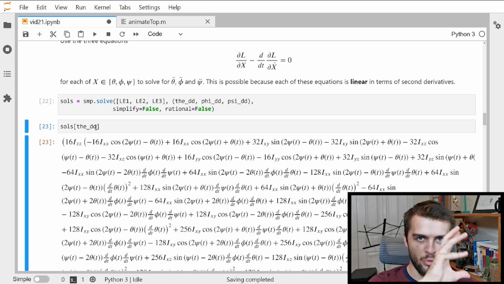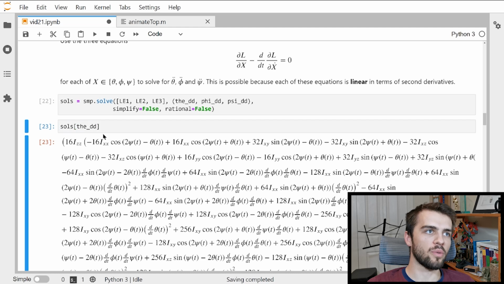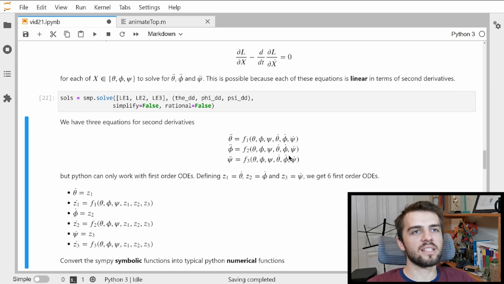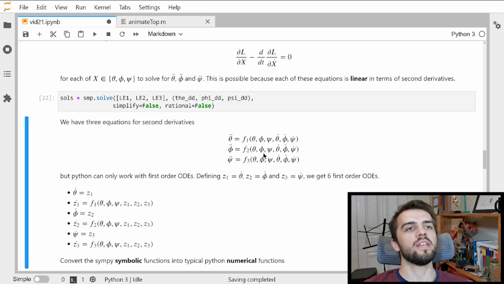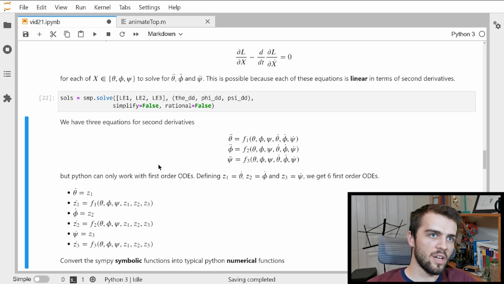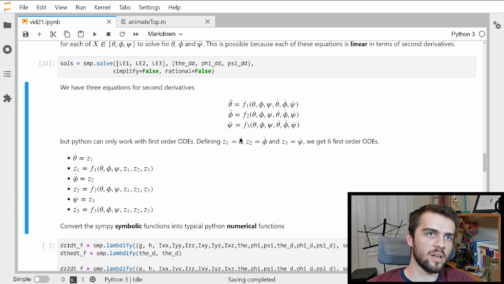And so I have one of these for theta, phi, and psi, and they're coupled second-order differential equations. So they can be written really concisely like this. Theta dot dot is one function of theta, phi, and psi, and the first derivatives. Same thing with phi dot dot and psi dot dot. And these can be solved on a computer really simply. Now, since Python doesn't deal with second-order ODEs, but rather first-order ODEs, we define some new quantities. We define Z1 as theta dot, Z2 as phi dot, and Z3 as psi dot. So now we have 6 variables.